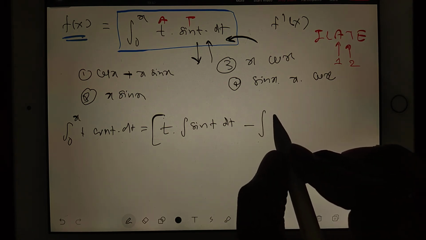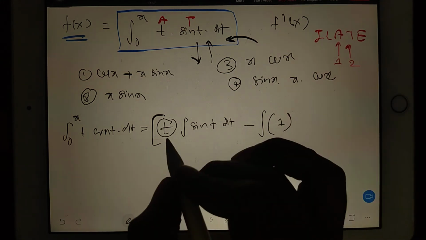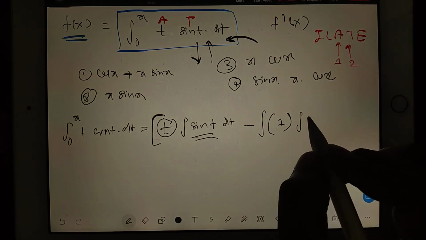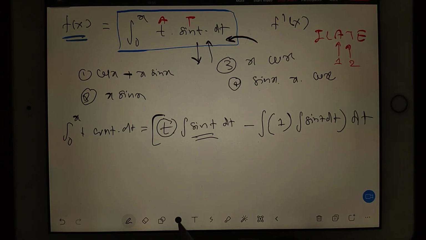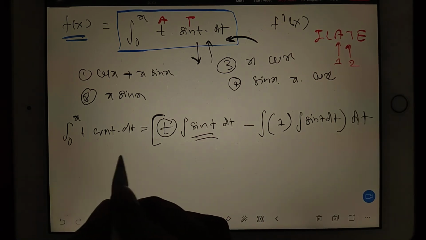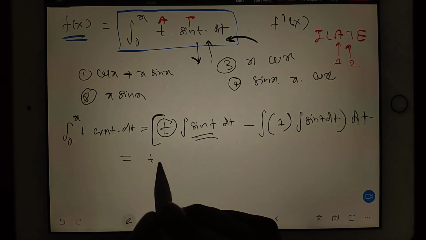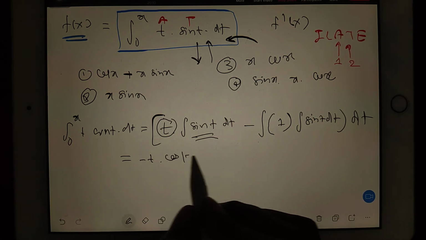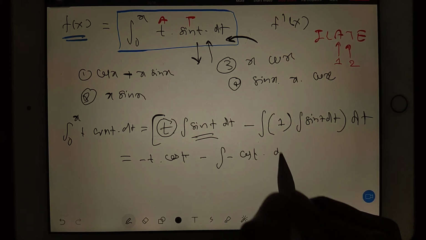Now under this integration, you have to differentiate the first function, so 1 will come, and then you have to integrate the second function as it is, like we have done here. So integration of sin t dt, then close the bracket, then 1 dt. Okay, now we are going to integrate this term and this term. So this t is as it is, and when you integrate sin t, minus cos t will come, so minus t cos t, and after that minus integration of minus cos t dt.